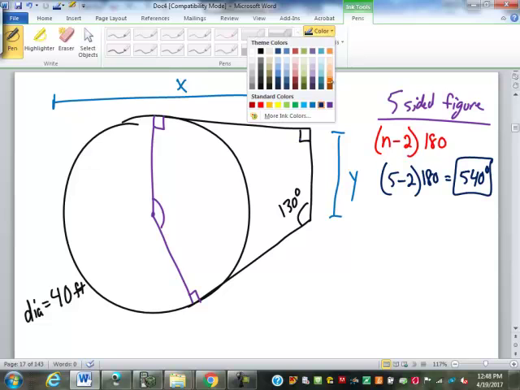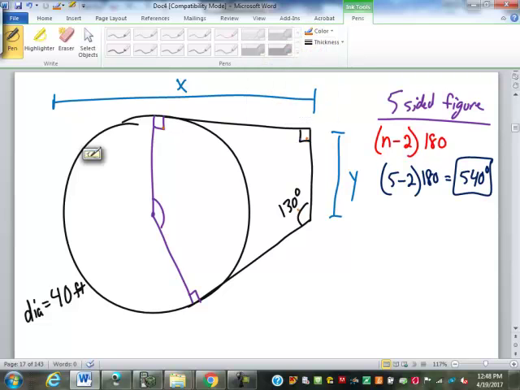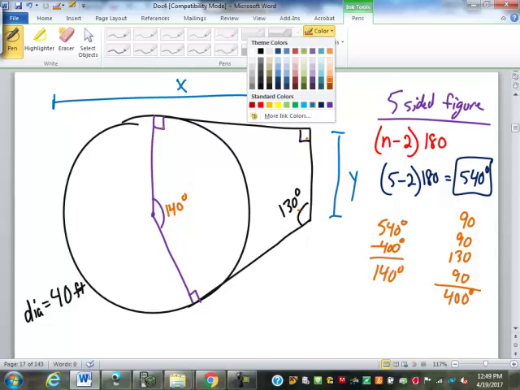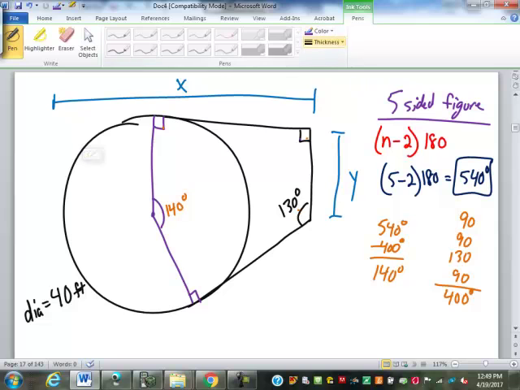So we currently have 90, 90, 130, and 90. Which is what, 400 degrees? Wait, no, never mind. So 540 minus 400 is 140. This is 140 degrees here. Well, why is that important? Well, we know that this is 20 feet. This is 20 feet.